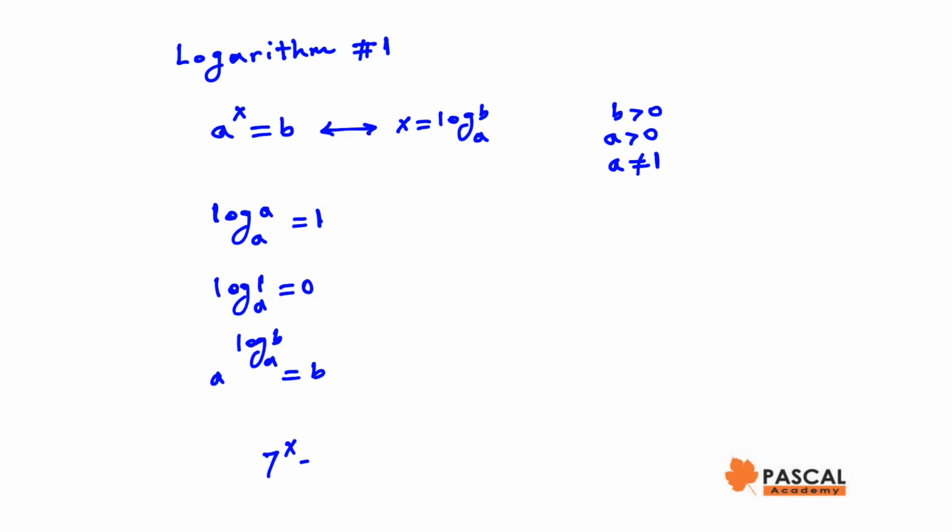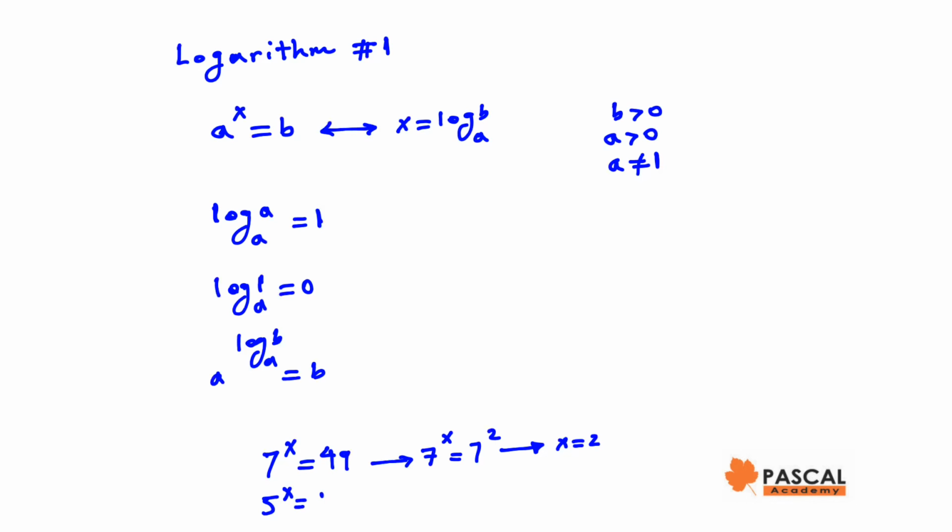In grade 11, you learned how to solve this equation, 7 to the power of x equals 49. You made the bases the same, and using the fact that if a to the power of b and a to the power of c are the same, then b and c must be the same.